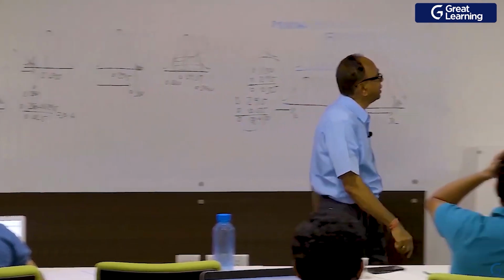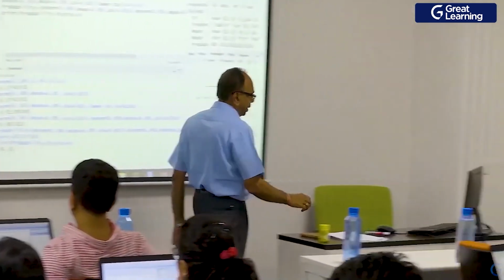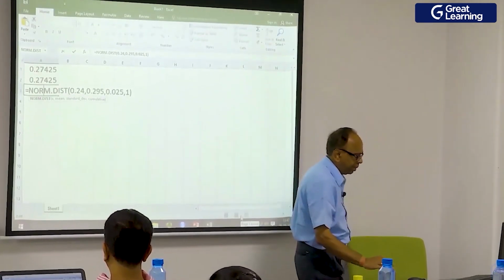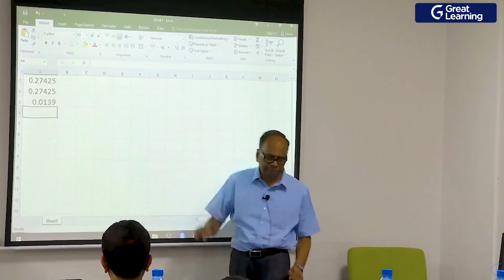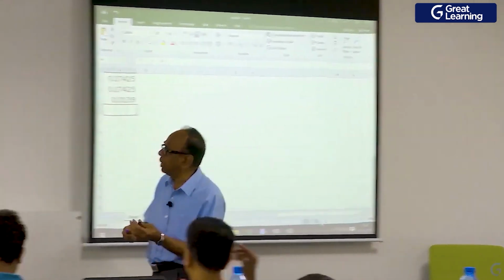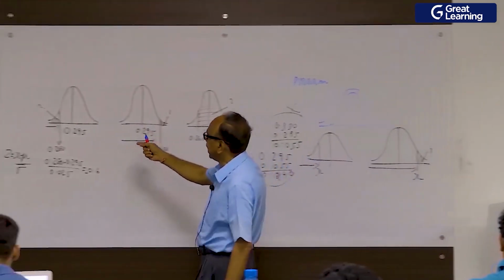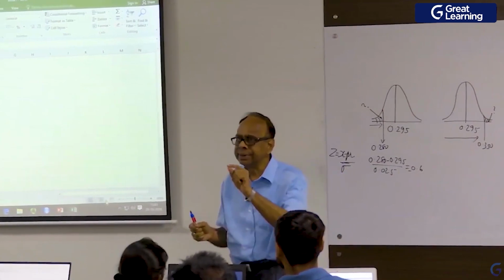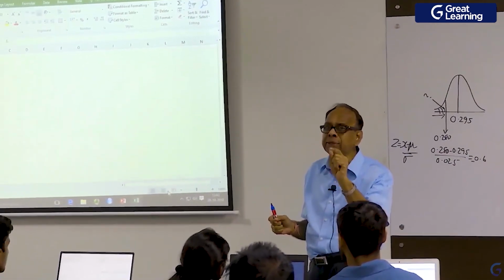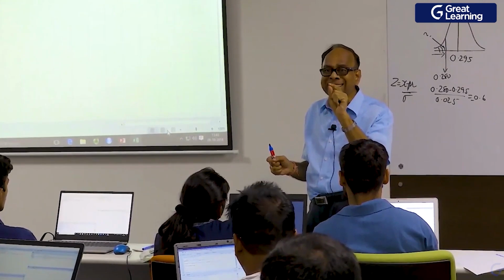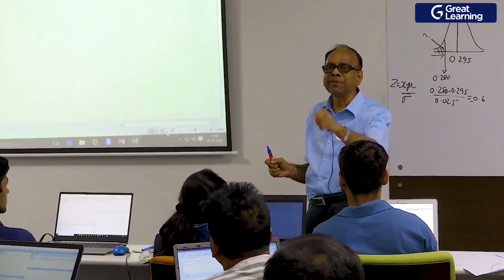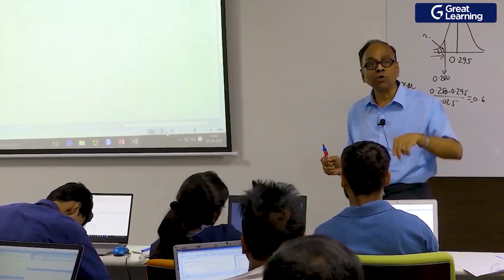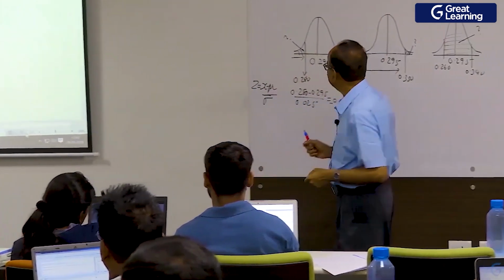So the last question before the closure is a puzzle for you. See whether you can solve it. The puzzle is the same problem. The mean is 0.295, standard deviation is 0.025. Everything is fine. Now, what weight of the pack was exceeded by 80% of all packs produced? What is the weight that 80% of the packs produced would have exceeded? You get the point?